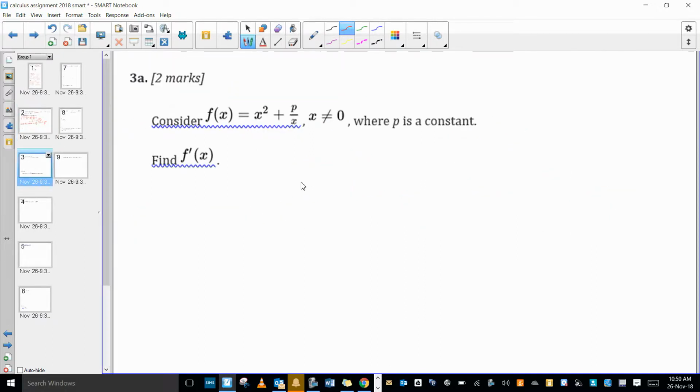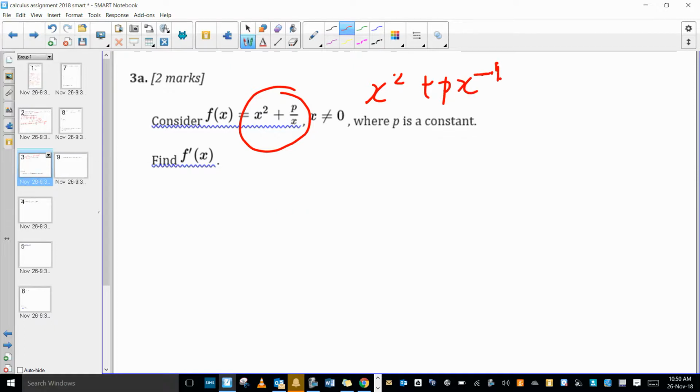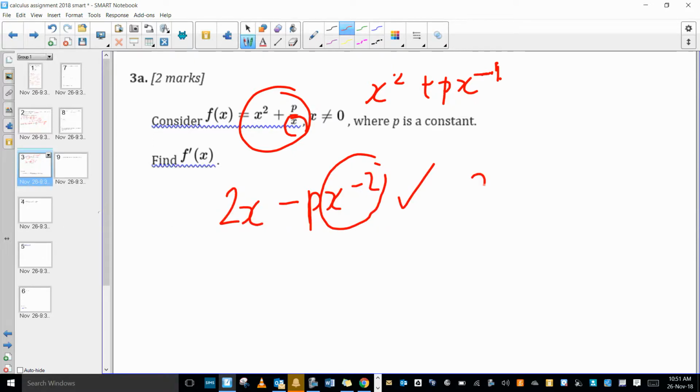Next one, so we need to find f dash x. So first of all, we've got an expression with a fraction in, so we need to rewrite that. So that's going to be x squared plus px to the negative 1. Remember, because we've got x, so a secret power of 1, and that becomes negative. Right, so now we can differentiate, so that's 2x minus px to the negative 2. Now, whilst you can leave it like that, it may be a little bit easier for calculation's sake, especially if it's on paper 1, to rewrite this as 2x minus p over x squared. I wouldn't say you have to, but maybe easier.